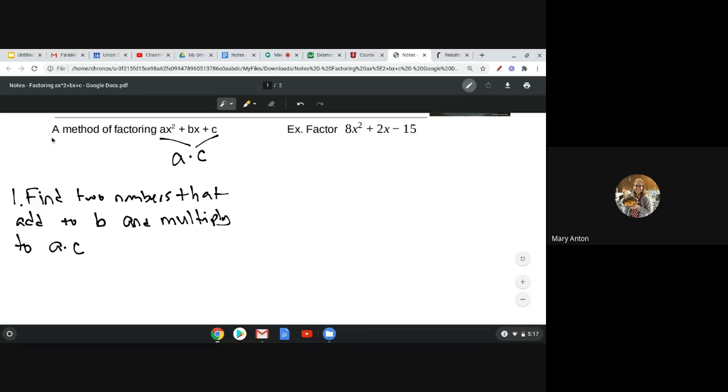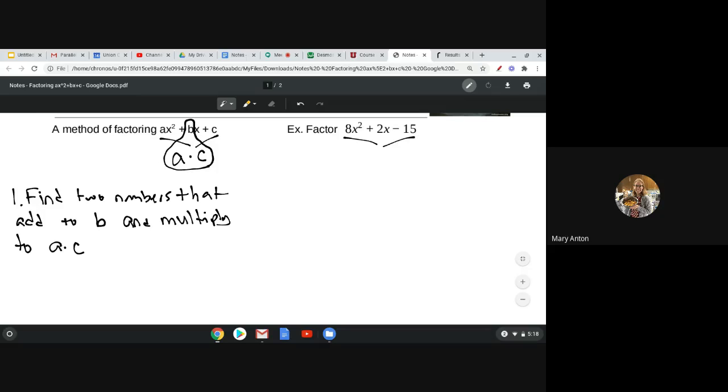One thing you can do to help you visualize this is we're dealing with a times c and b, and we create a little science test tube bottle. So we're dealing with this coefficient b, and the product of the coefficients a and c. And we're going to use all of these items to factor trinomials. So take a look at this example that I have right here.